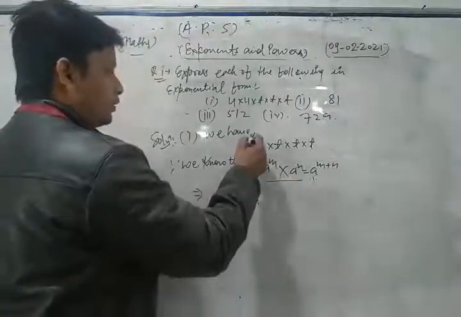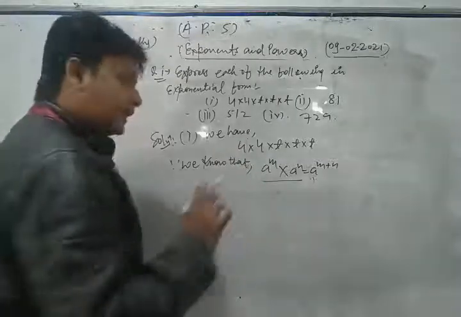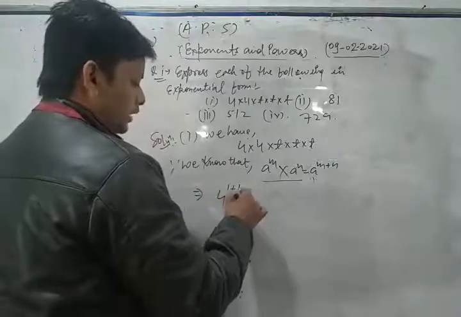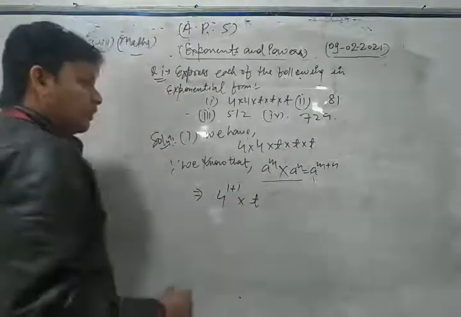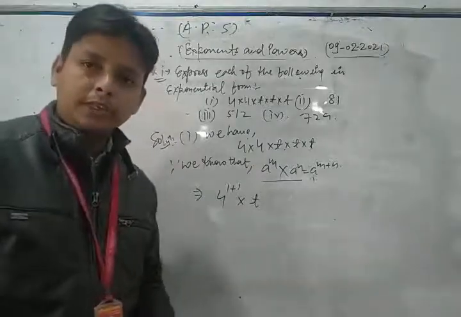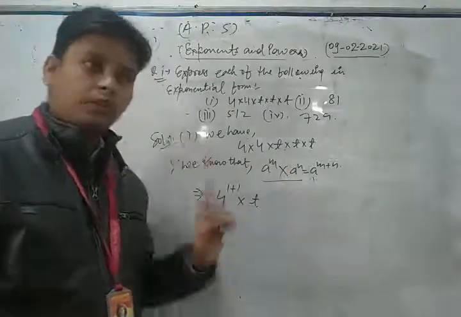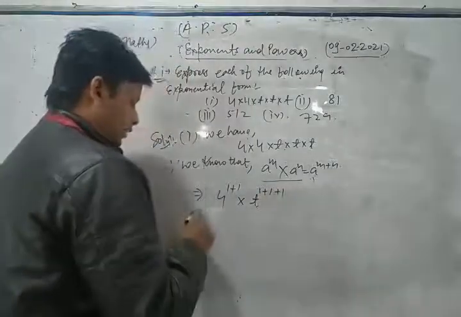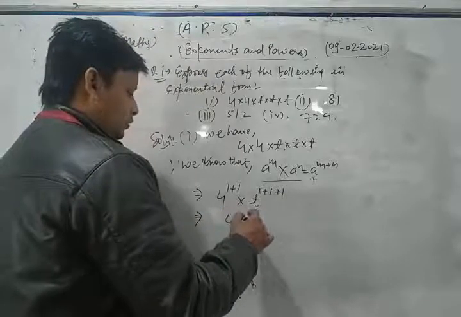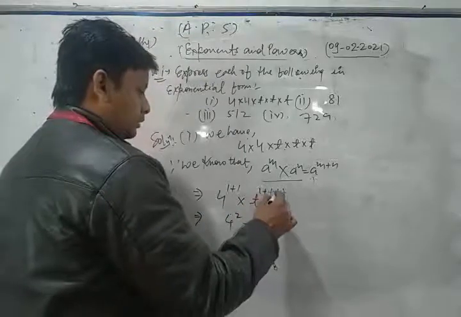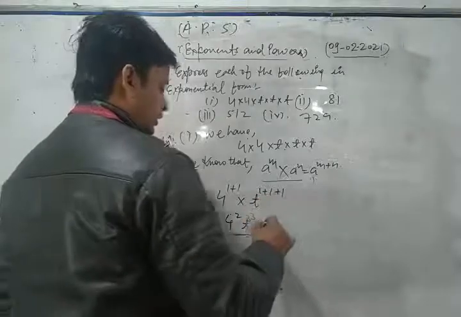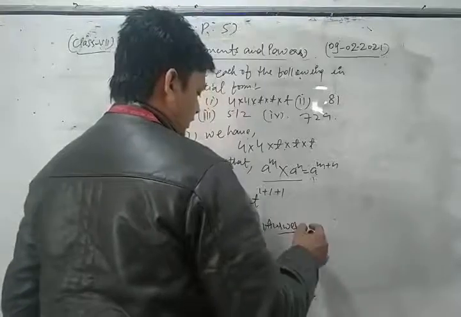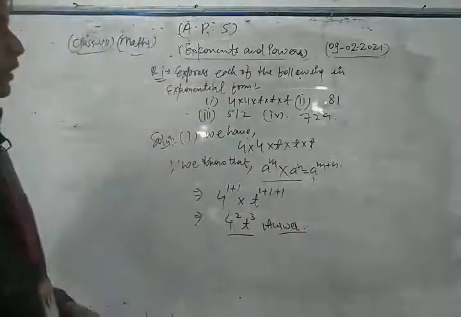Let's see. Here the power of each 4 is 1, and the power of each 3 is also 1. So we write 4 to the power 1 plus 1 into 3 to the power, 3 is mentioned how many times? 3 times, and the power of each 3 is 1. So we write 1 plus 1 plus 1. So we get 4 power 2 into 3 power 1 plus 1 plus 1, that is 3. This is the required solution of the given question.